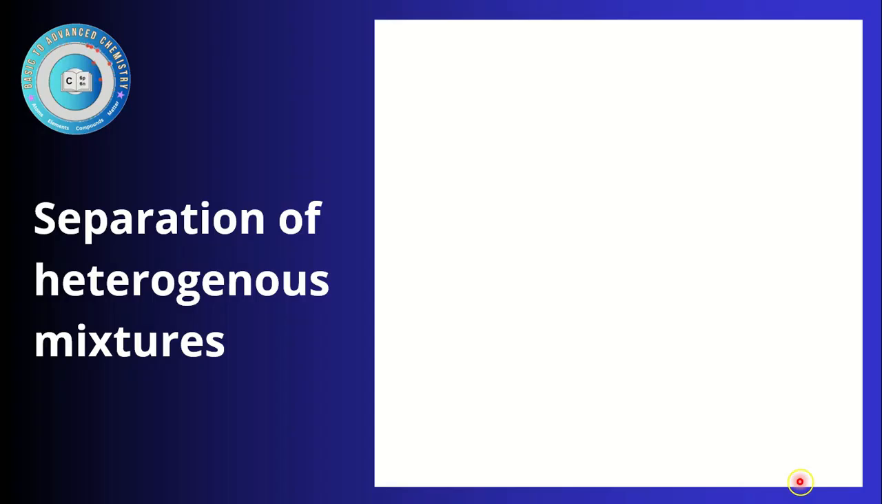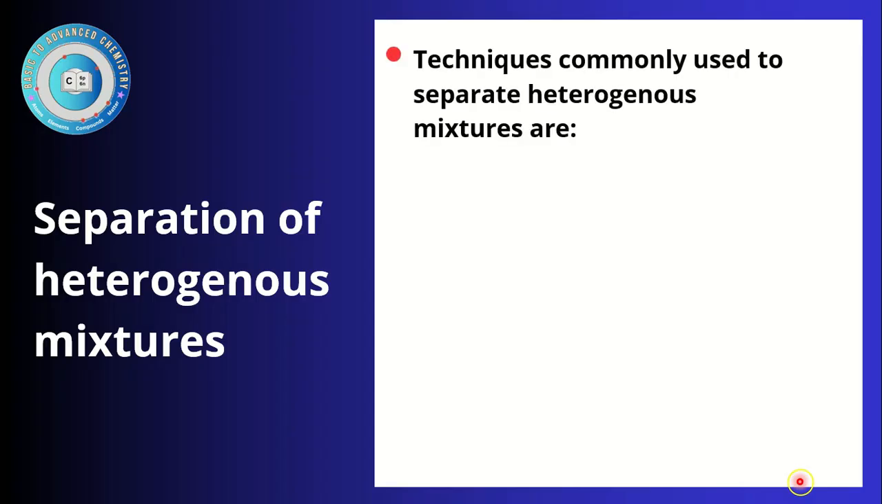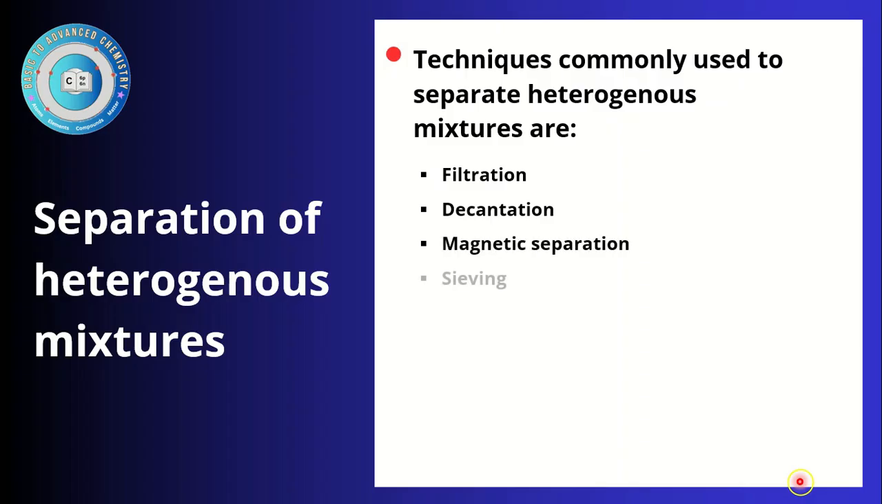So we have different types of techniques to separate the components of heterogeneous mixture. These include filtration, decantation, magnetic separation, and sieving. Let us see these techniques one by one.